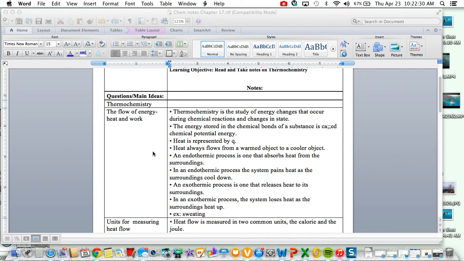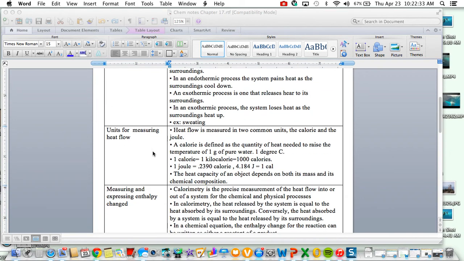Heat flow is measured in two common units, the calorie and the joule. The calorie is how much heat is needed to raise the temperature of 1 gram of pure distilled water. 1 calorie equals about 1,000 calories in our diet and burning them. And 1 joule equals 0.239 calorie, and so 4.184 joules equals 1 cal.